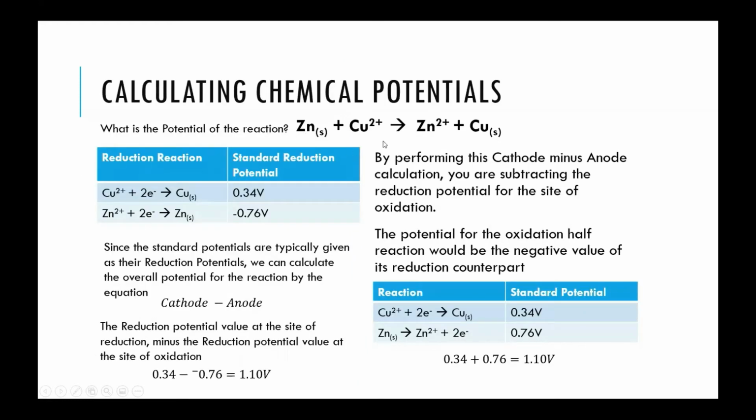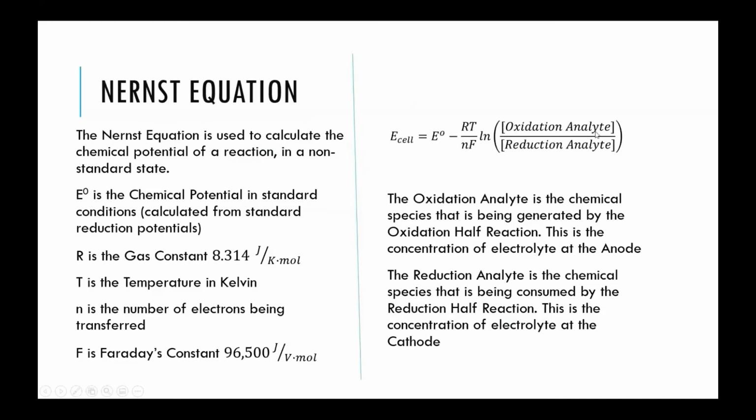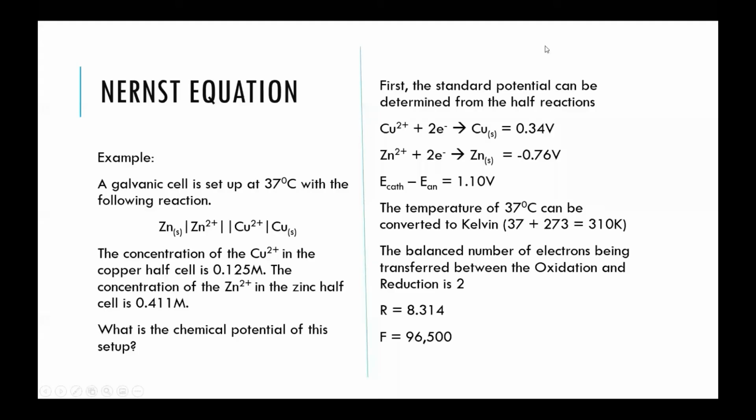So in this reaction, you have the copper 2+ slowly turning into copper solid. This concentration is going down over time. And so these initial concentrations are what go into the Nernst equation. An example of the Nernst equation could be given with our setup like this. So we have our galvanic cell, we have our battery, zinc and copper.